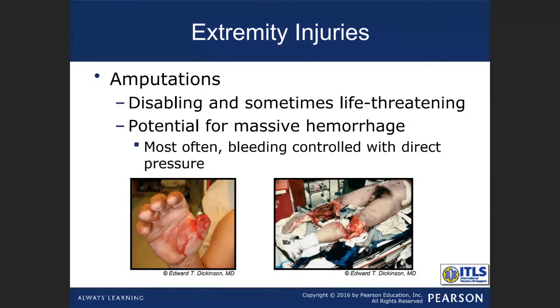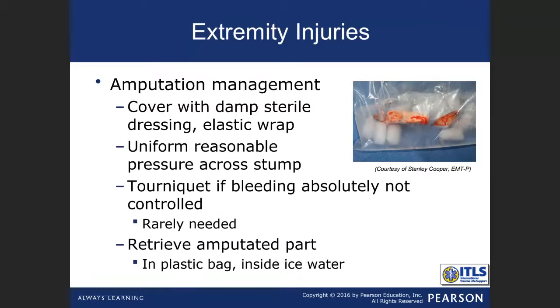Now, amputations. Disabling and sometimes life-threatening, the potential for massive hemorrhage exists, most often bleeding controlled with direct pressure. The management: cover with damp sterile dressing, elastic wrap, uniform reasonable pressure across the stump, tourniquet if bleeding is absolutely not controlled. Rarely a tourniquet is needed. Retrieve amputated part in a plastic bag, put it on ice or within ice water, transport.